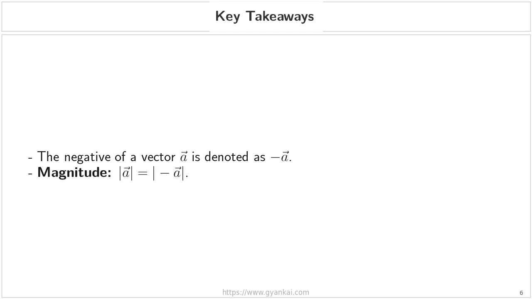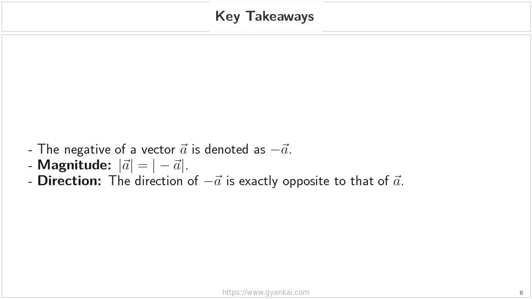Key takeaways. First, remember the basic notation. If we have a vector a, we denote its negative simply as negative a. Next, let's look at the magnitude. As we discussed earlier in the lesson, the length of a vector cannot be negative. Therefore, the magnitude of vector a is exactly equal to the magnitude of negative a. The minus sign doesn't change the size, it only affects the orientation.